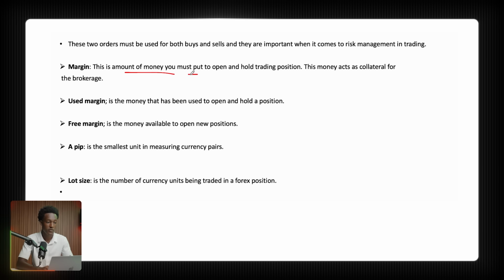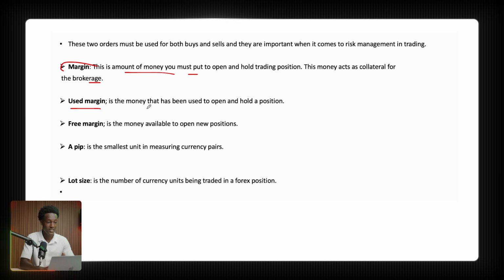Now imagine this is the amount of money that you must put to open and hold a trading position. This money acts as collateral to the broker. Remember, you deposited the money to the broker, and for you to be able to open, say, a bigger trading position or any position, the broker needs to have something as collateral. Remember, you used the leverage already, so in actual sense, the broker has lent you something. Now they need something in return, and that's why the margin comes in. So this is going to act as collateral, meaning if your margin is really too low, the broker may not even allow you to open up a position.